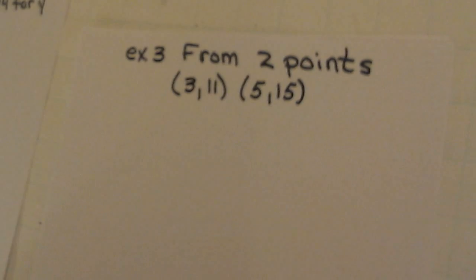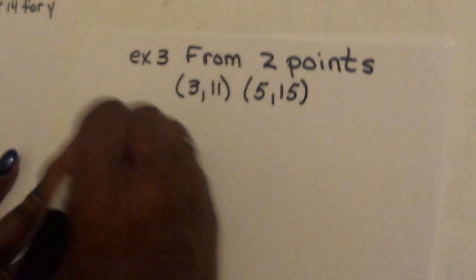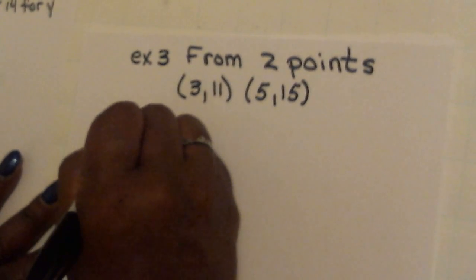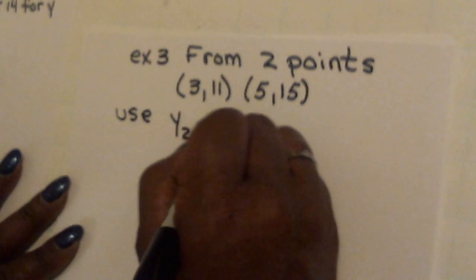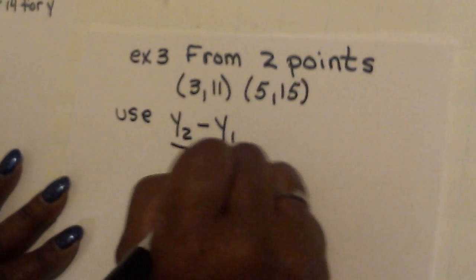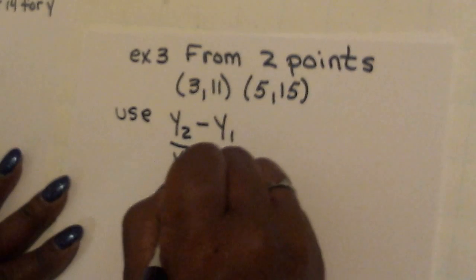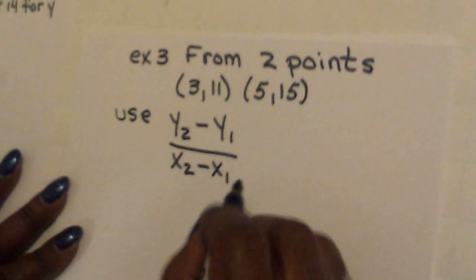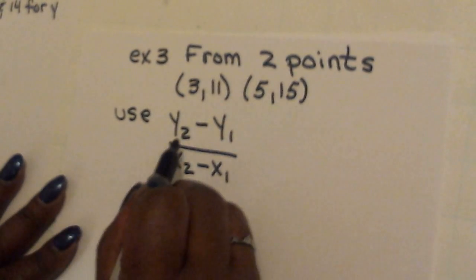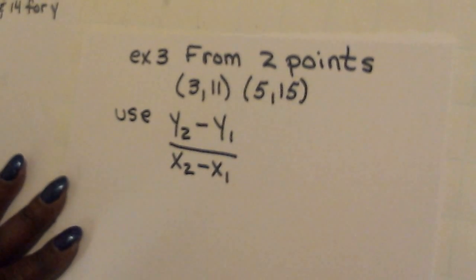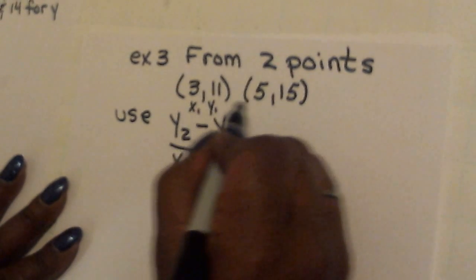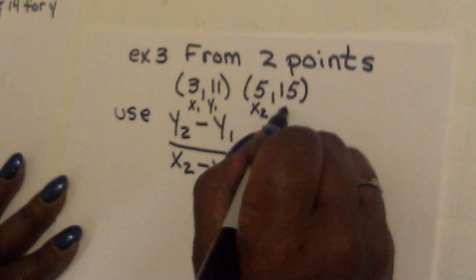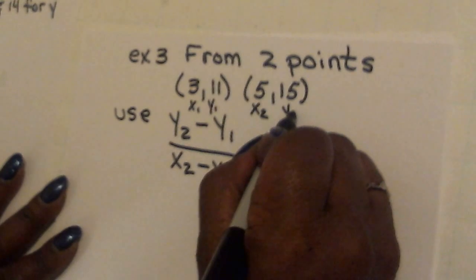Now, you have in your notes, remember, you have to use the formula. So you're going to use this formula: y2 minus y1 over x2 minus x1. And now remember, all these 2's and 1's are just position. This is x1, this is y1. This is x2, this is y2.